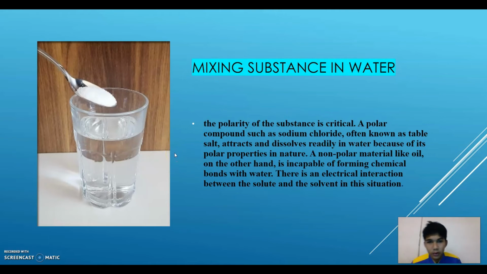An example for Coulomb's law is mixing substances in water. The polarity of the substance is critical for Coulomb's law to occur. A polar compound such as sodium chloride, often known as table salt, is attracted to and dissolves readily in water because of its polar nature.